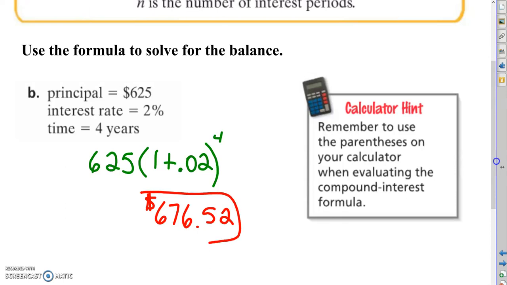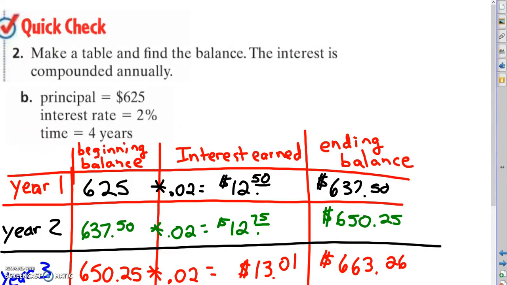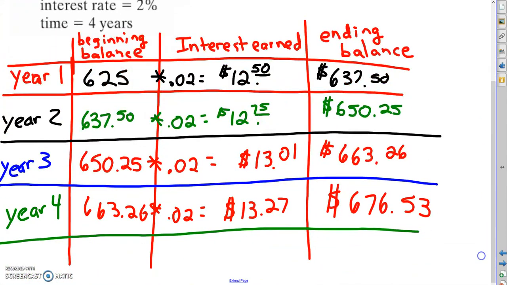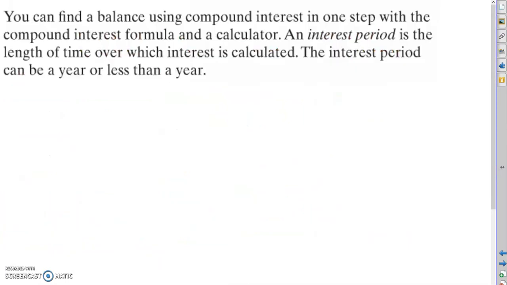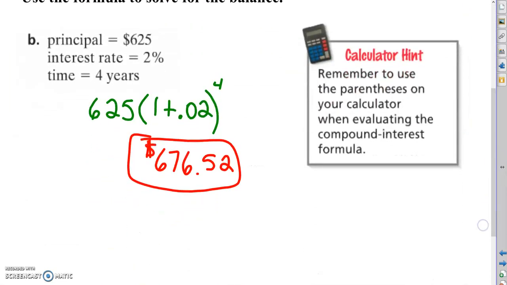$676.52. Now, if you're paying attention here, you'll notice when we did the chart, we finished with $676.53. Well, that's because when we did the chart, we had to do some rounding a couple times. When you use the formula that we use here, you don't do any rounding until the very end. So using the formula is actually more accurate and obviously faster.